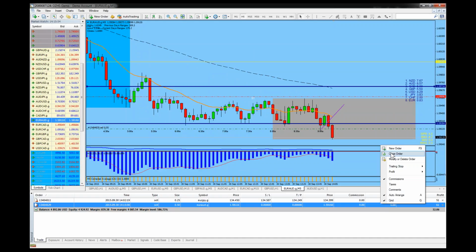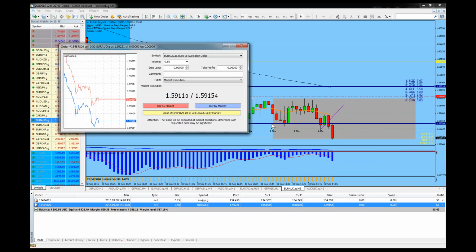Okay, close order. This looks like it's rolling up fairly quickly. And I'm not going to split trades or anything like that at the moment.